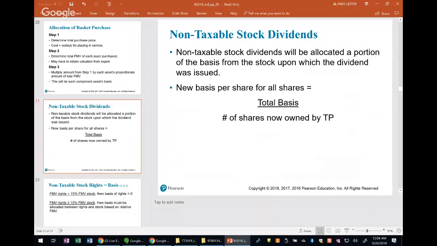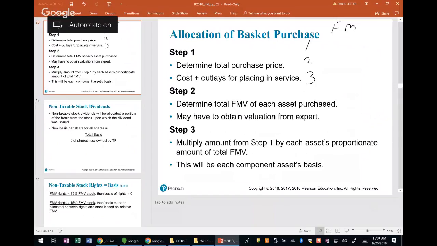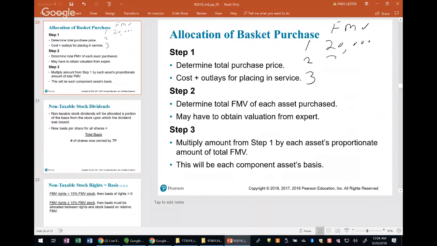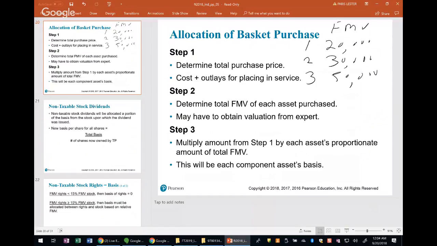Now, to see if you remember that, on a basket purchase, you bought machine 1, 2, and 3. The fair market value was 20, 30, and 50. That could have been 3 trucks you bought at an auction. All right, but you paid $80,000. Now you know you can only credit cash for $80,000. But what would you debit machine 1 for?